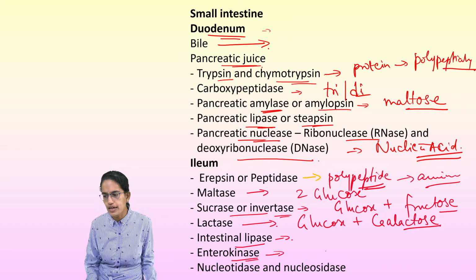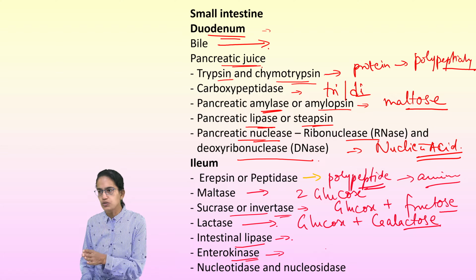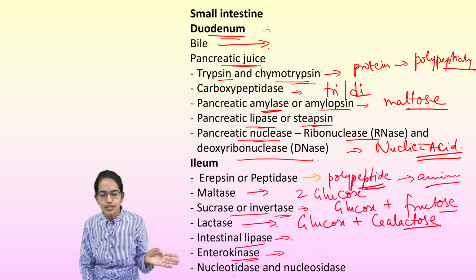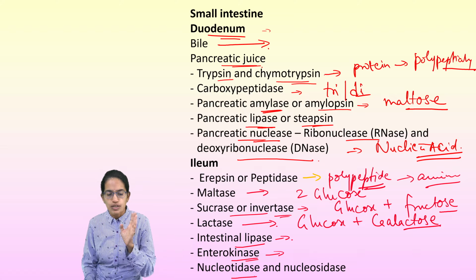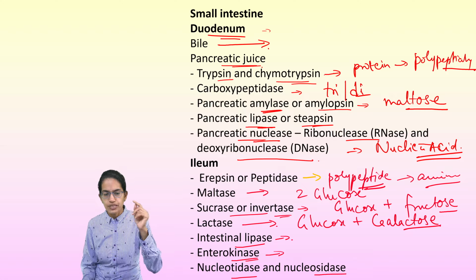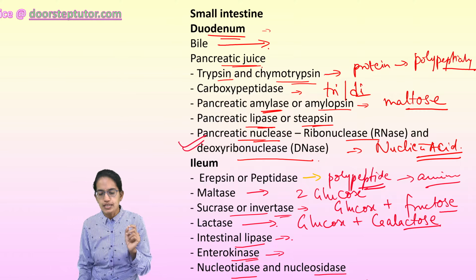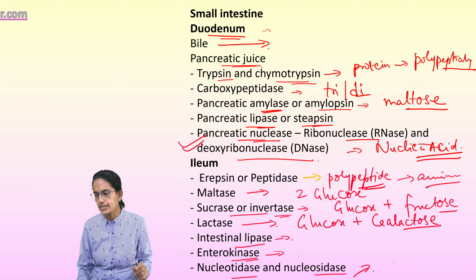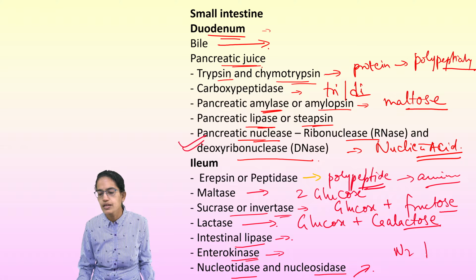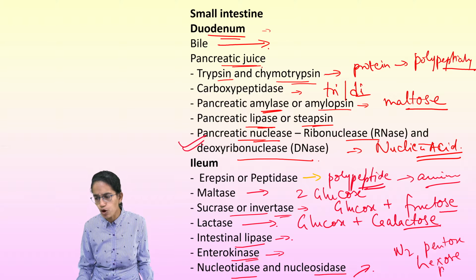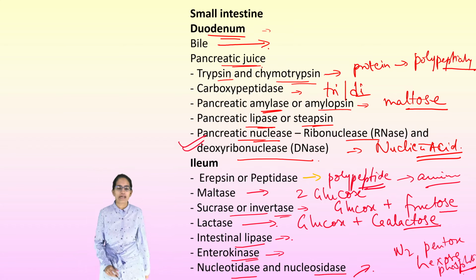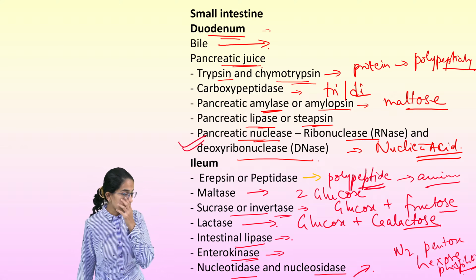Enterokinase breaks down the inactive trypsinogen into active trypsin. And nucleotidase and nucleosidase, which act on the products created by the pancreatic nuclease's breaking down of the nucleic acid, further break them down into nitrogen base, pentose, hexose sugar, and phosphate. So those are the things broken down by the action of nucleotidase and nucleosidase. So the breakdown of each of these is important.